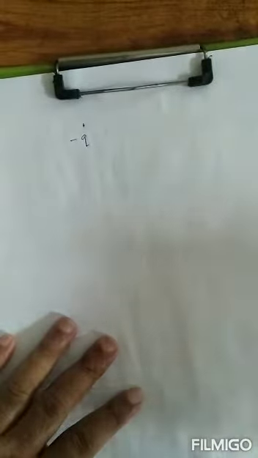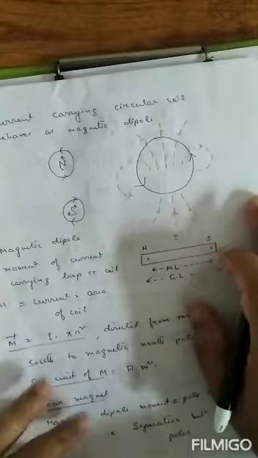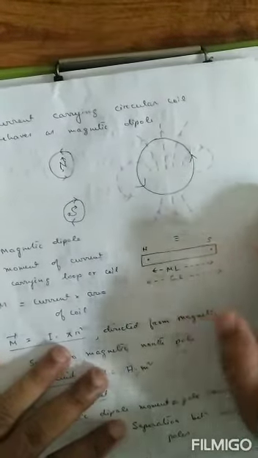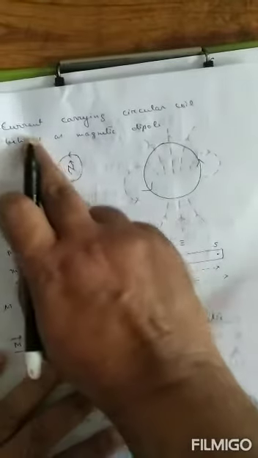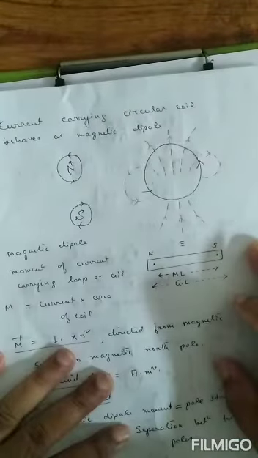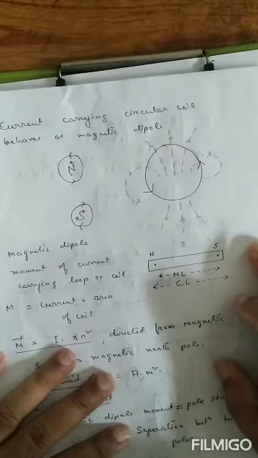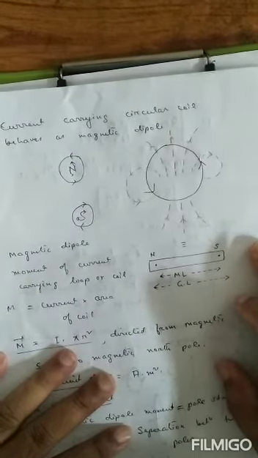Hi student, today we are going to discuss a topic from magnetism and matter, and the name of the topic is the current carrying circular coil or current carrying loop as a magnetic dipole. Current carrying loop as a magnetic dipole.